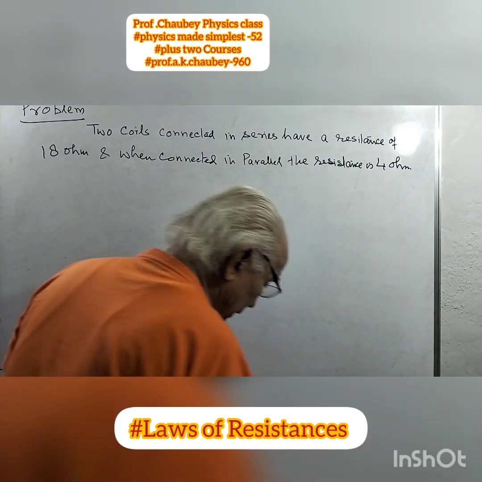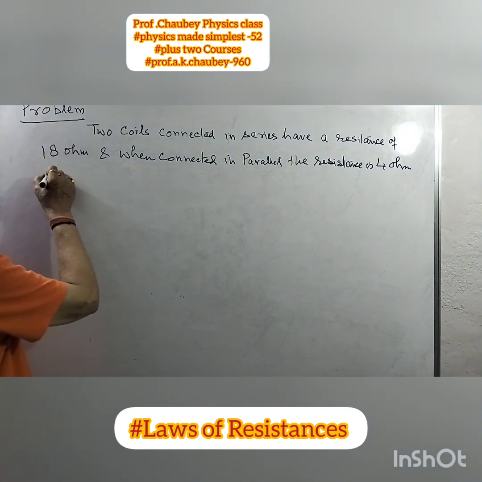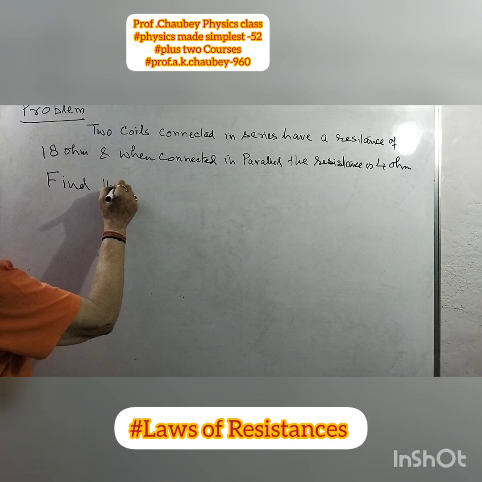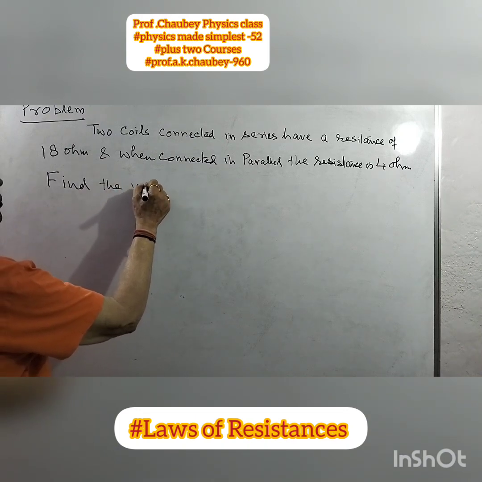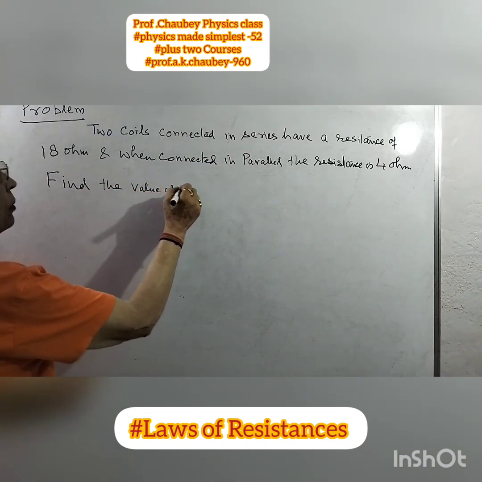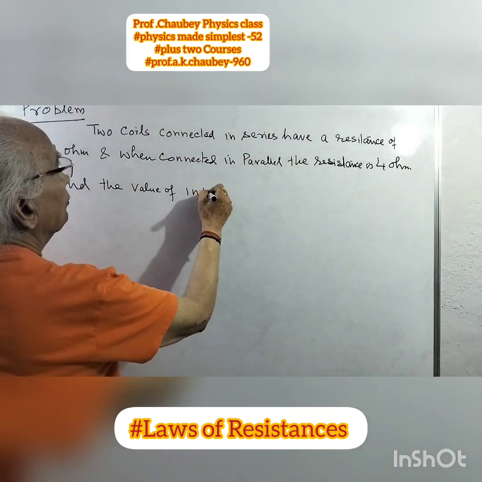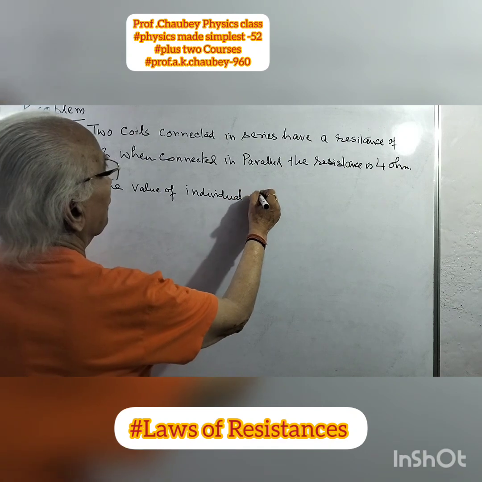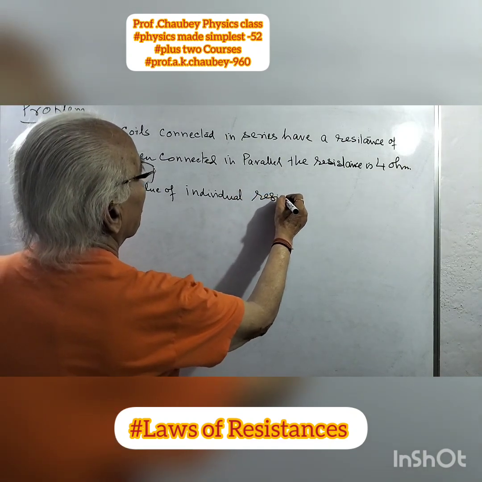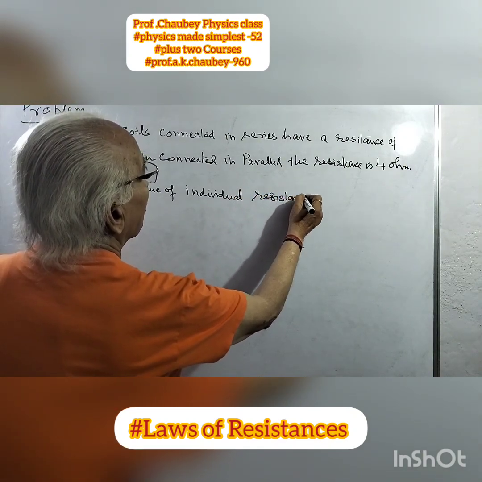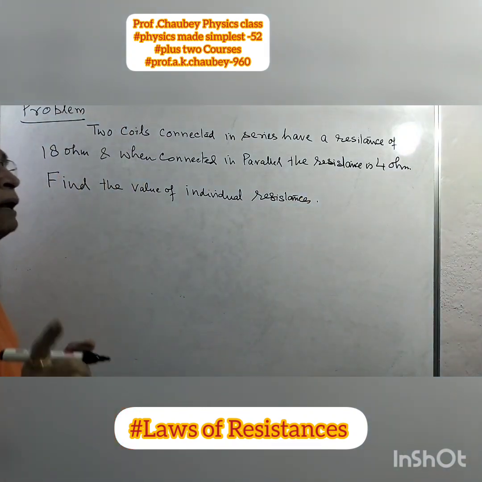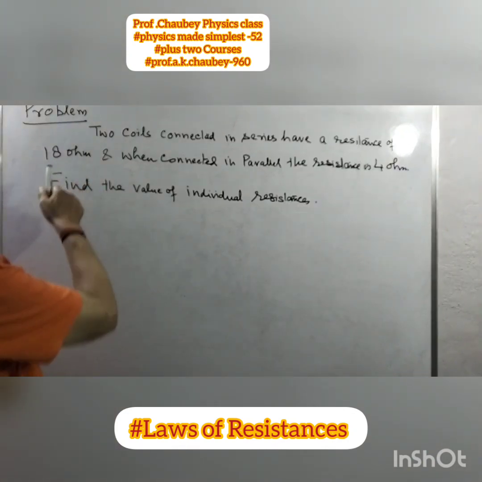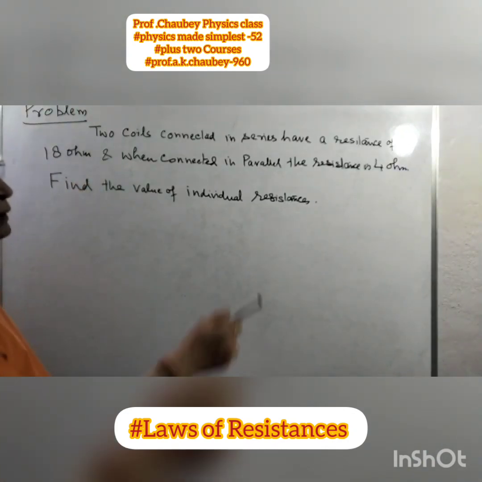Find the value of individual resistances. Means we have to calculate R1 and R2, where the R1 and R2 series combination is 18 ohm, and the R1 and R2 parallel combination is 4 ohm.